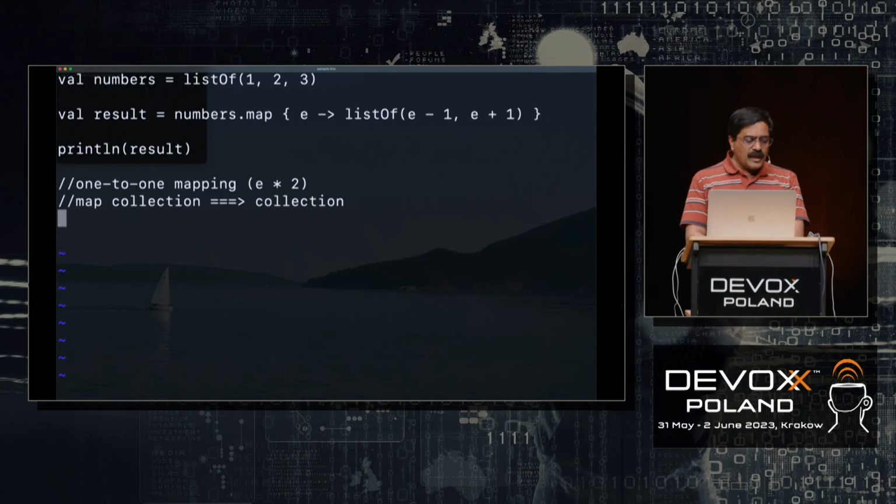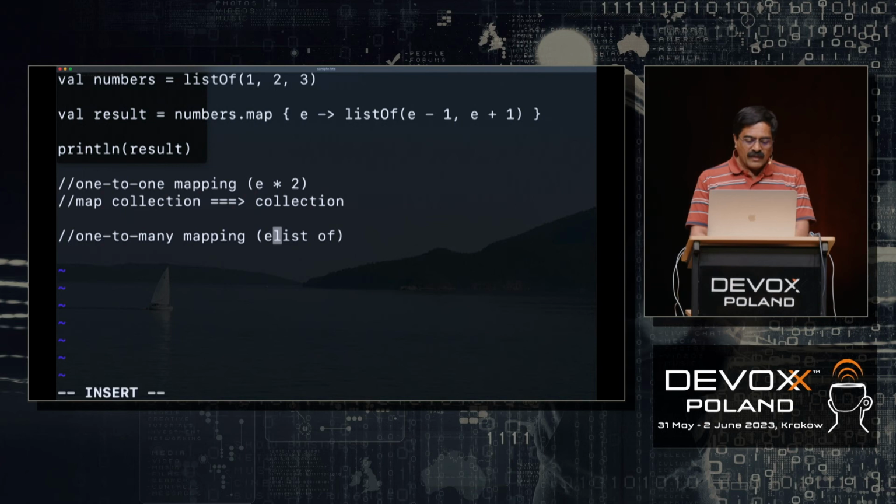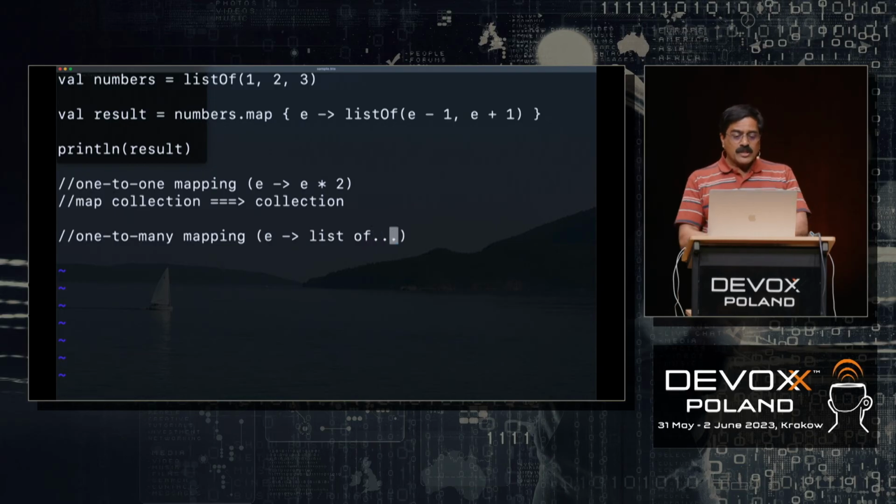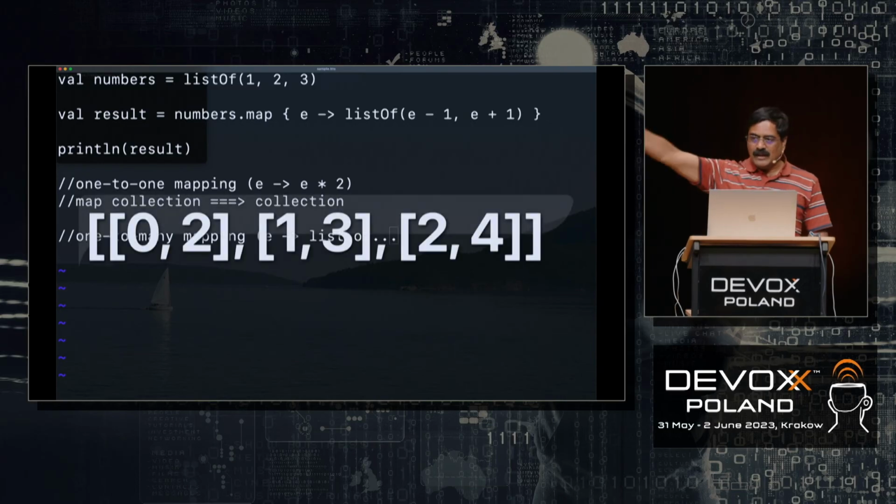Then I want you to think about a one-to-many mapping. A one-to-many mapping is where you return a list of something for a given value of E. In this particular case, you are not returning E times 2, but you're returning a list of something as a response. That's what we just did here in this example. Given an E, we return a list of elements.